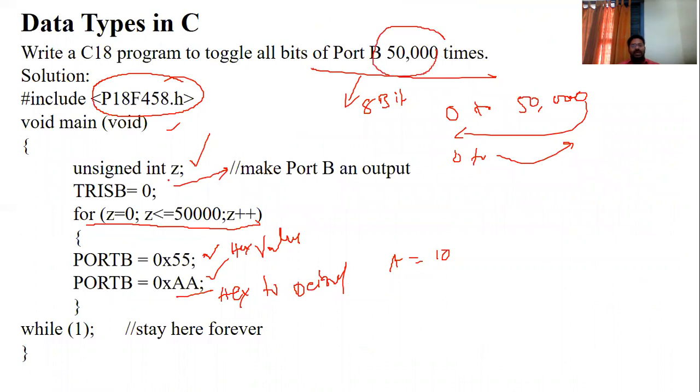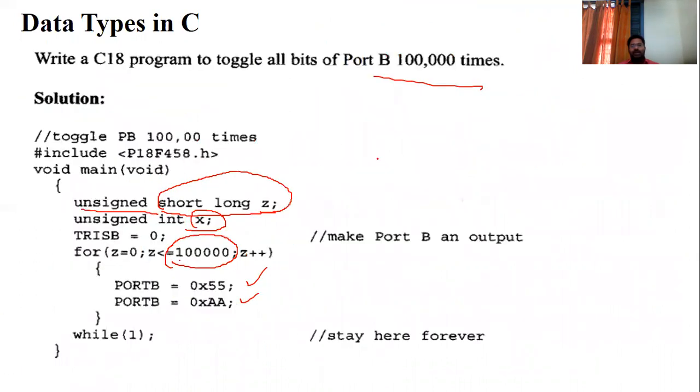That's why they are using unsigned int z, which is sufficient. Unsigned char is not going to be used because here the value is 1 lakh. So that's why they are using unsigned short long, which is 16 lakh and above. So all are the same; the only change is this one.